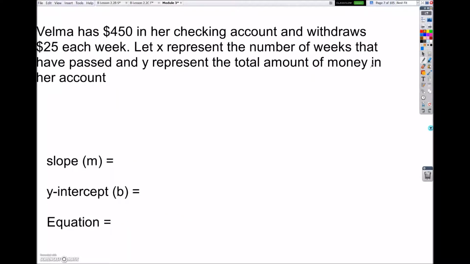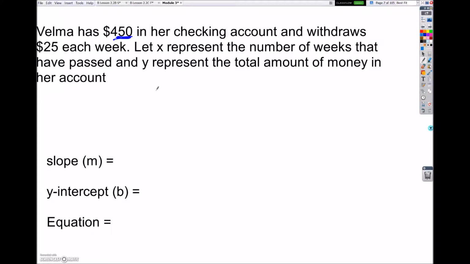So we're going to look at one word problem, same idea. We're going to be able to take these words and figure out how to write an equation based off it. So it says Velma has $450 in the bank and she withdraws. This means she's taking out, which means she's going to spend it. $25 each week. Let X represent the number of weeks that have passed and Y represent the total amount of money.